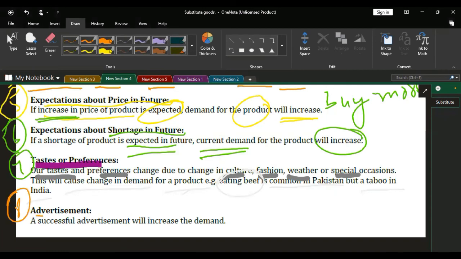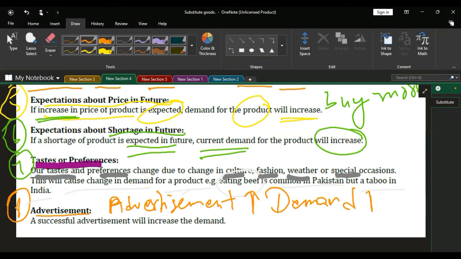Eighth one is advertisement. If there is more advertisement in a market for a product, then its demand also increases, because the thing that is seen more is normally purchased more. It's a marketing term. In order to sell more and more of your product, you have to make it more visible and make it available to the consumer at more ends. A successful advertisement will increase demand for the product and vice versa.